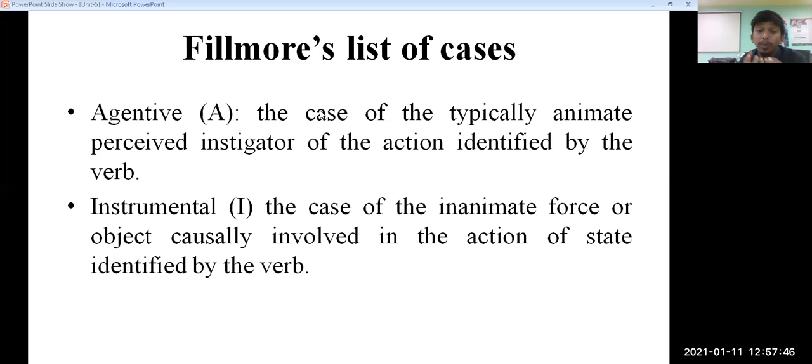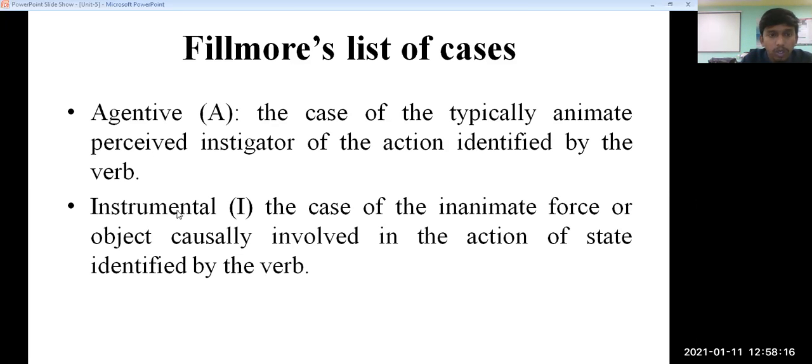So he is doing some action here. You all know what an action verb is, right? Whenever somebody is doing some action, it is treated as a verb and it is done by an agent. Next, instrumental is the case of inanimate force or object causally involved in the action or state identified by the verb. In the previous example, Ram cuts the apple with a knife. Here the knife is the instrument involved in cutting the apple, which is your verb.